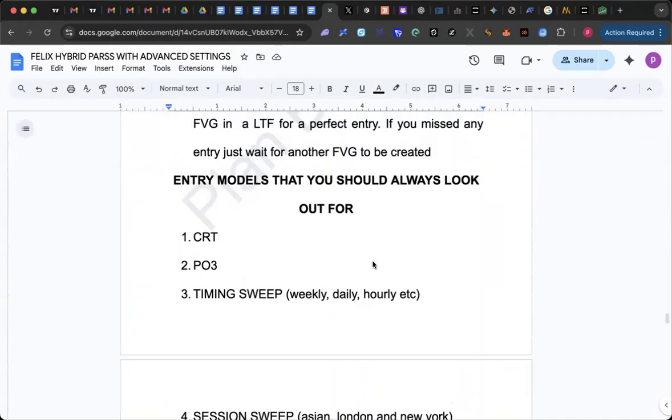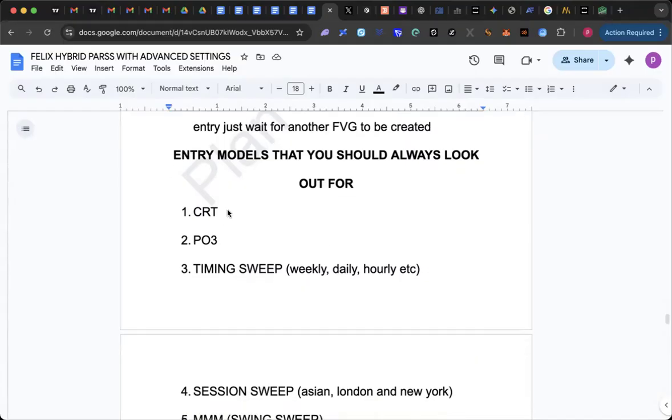Entry model. We all know that there are three segments of entry into the market: number one, reversal, number two, pullback and retest, number three, breakout. But in all this, what should you look out for? Number one, range, candle range. We call something CRT, candle range theory. Candle range theory and power of three are similar, but there's a way we use them differently, though they are very, very similar.